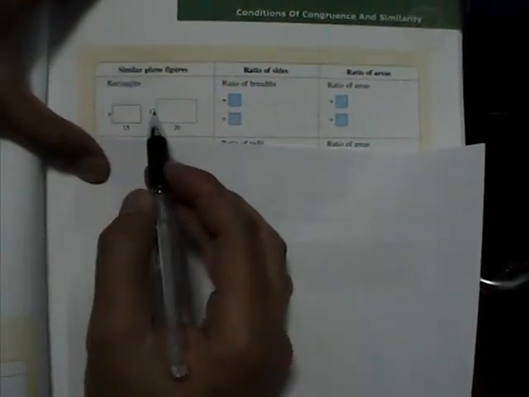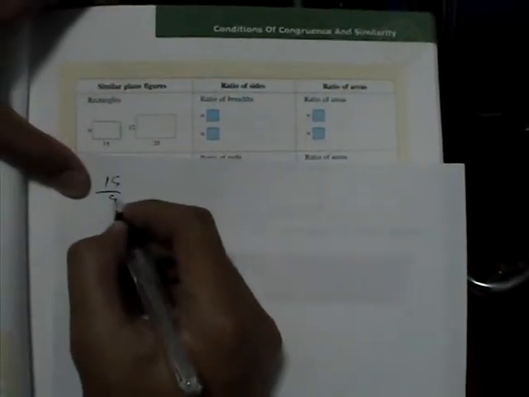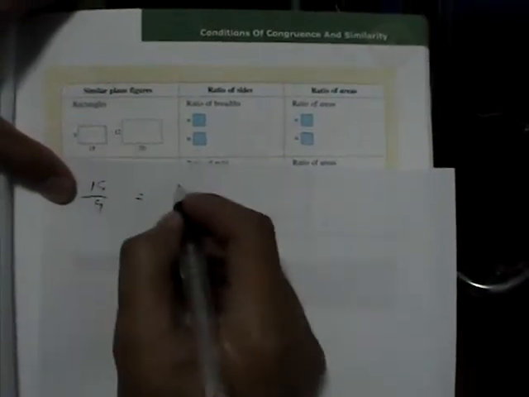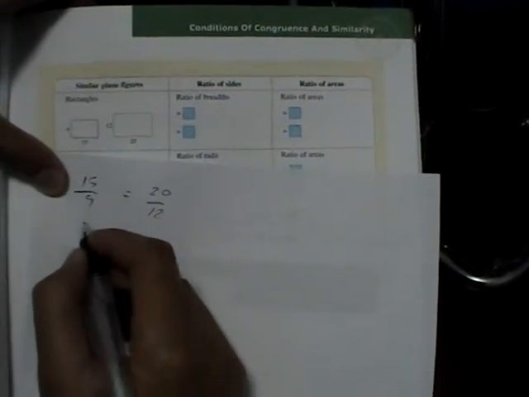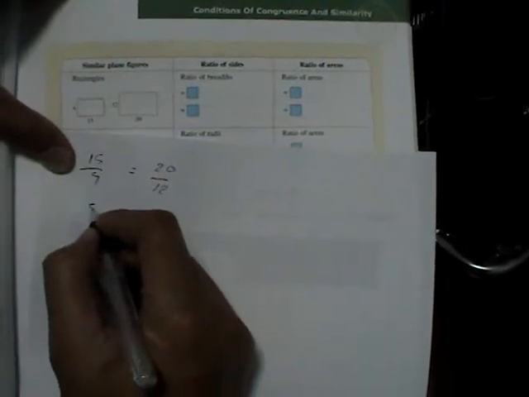For example, you have these two similar rectangles. Okay, they're similar because the sides are in proportion. As you can see, 15 over 9 is equal to 20 over 12. Both are, let's see, 5 over 3, right? 5 over 3. Both of them.